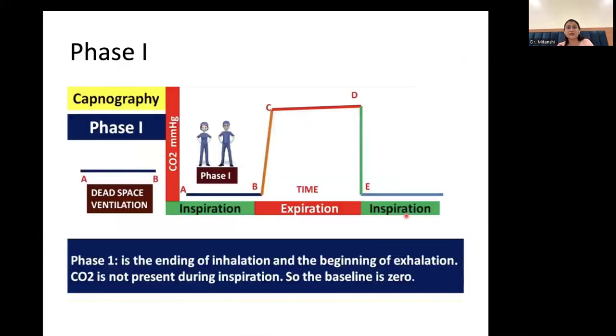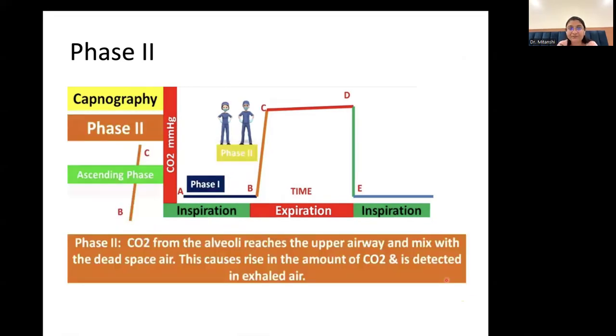Okay. Phase one, capnography. Phase one. This consists of dead space ventilation, like we discussed. Here, inspiration is taking place, and only dead space gas is available here. Phase one consists of the ending of the inhalation and the beginning of the exhalation. Point B is the point where my exhalation will start, and CO2 is not present during inspiration, so the baseline is 0.